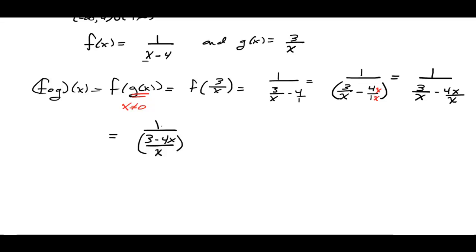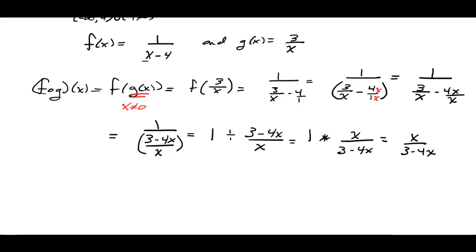Now, whenever we divide 1 by a fraction, we flip and invert. So this is really the same thing as saying 1 divided by 3 minus 4x all over x, and we change our sign to multiply and flip. Flip and invert mean the same thing. So we're just going to flip, also known as inverting. This will give you x all over 3 minus 4x.